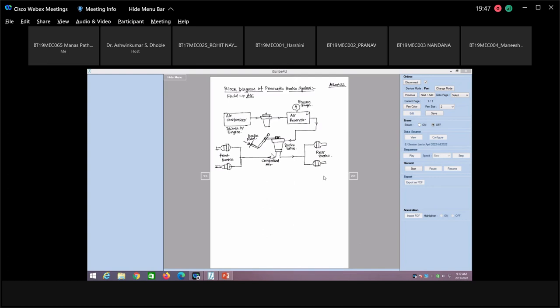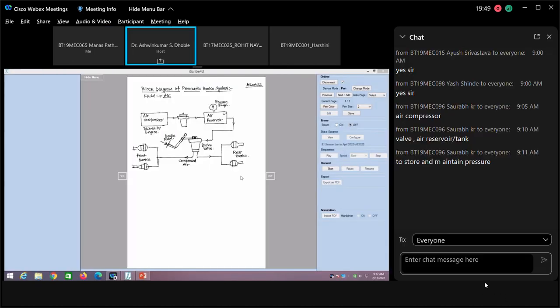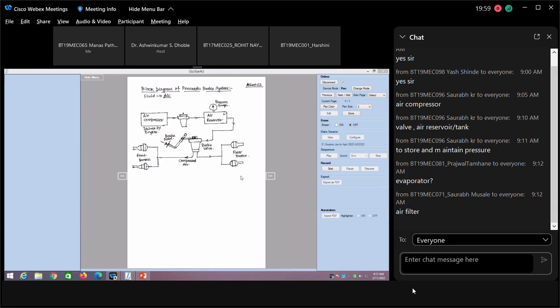Please speak out. Unless you speak out, I am not going to move ahead. Evaporator, air filter. Okay. Saurav has given answer.